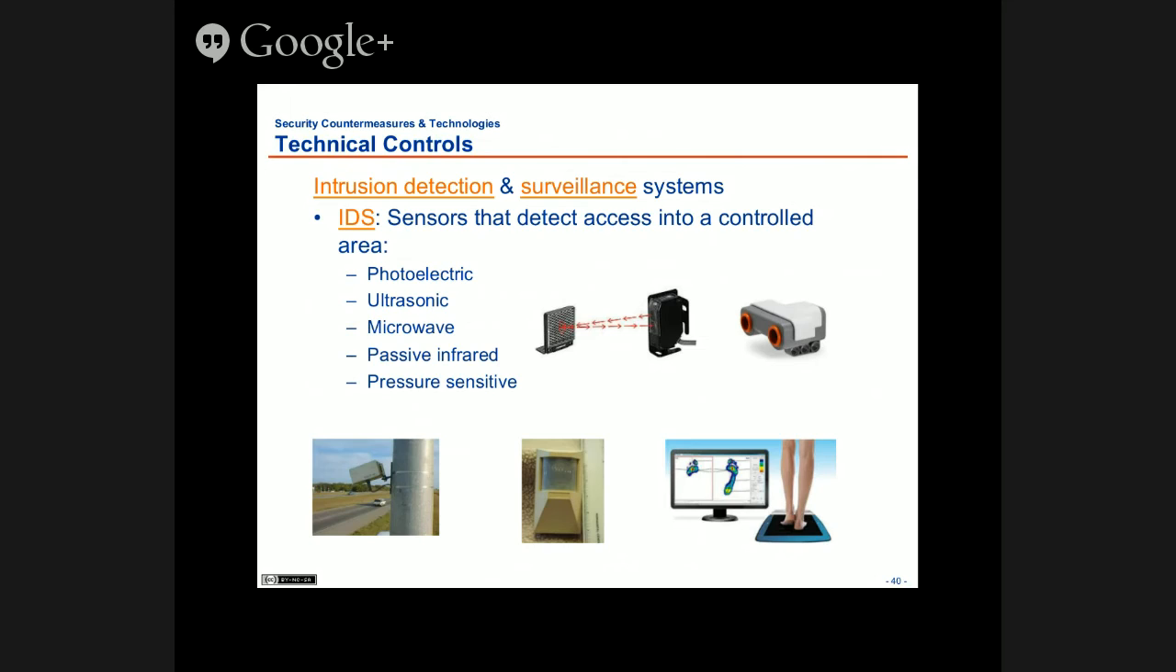You have intrusion detection surveillance systems. So IDS is intrusion detection system. And these are items that detect access to a controlled area. So you have photoelectric, ultrasonic, microwave, passive infrared, pressure sensitive. And so these items basically detect access to a particular area.